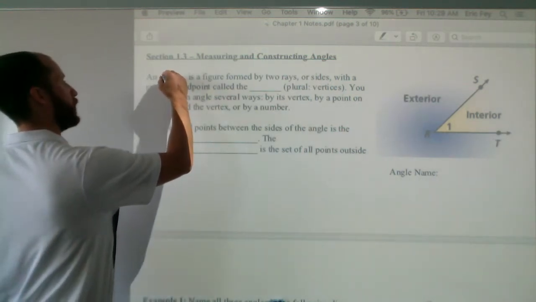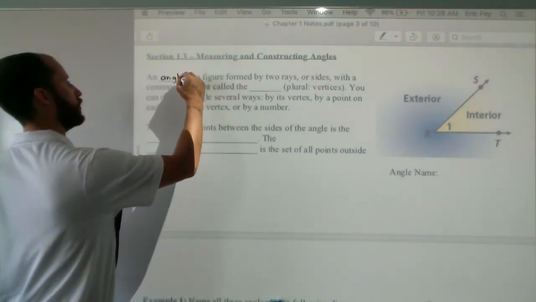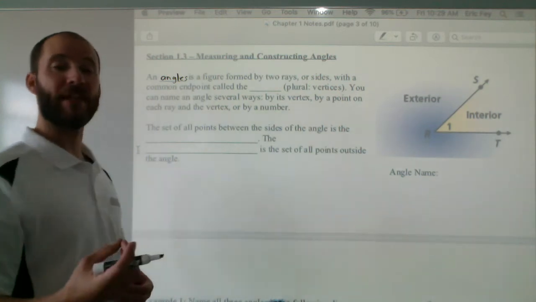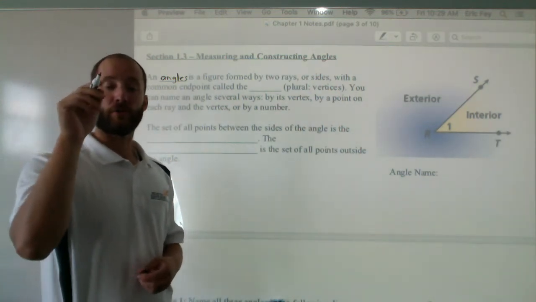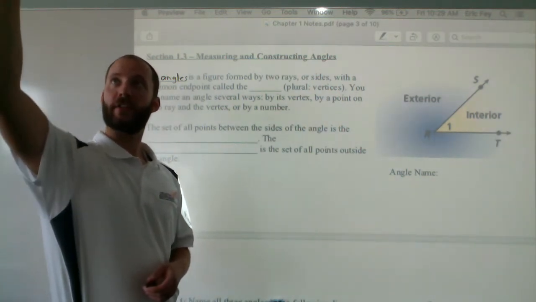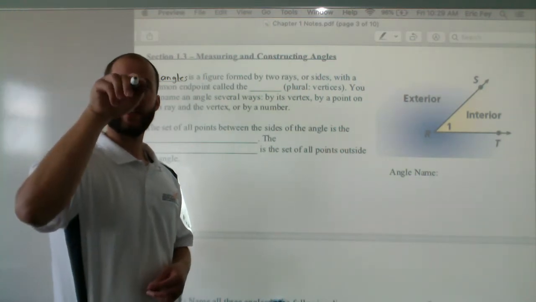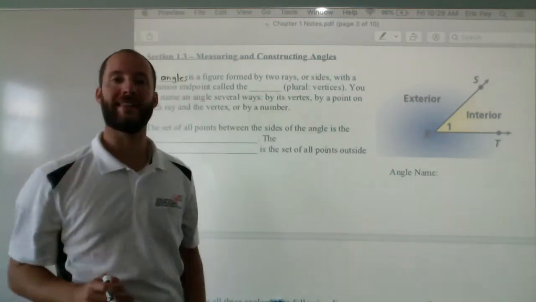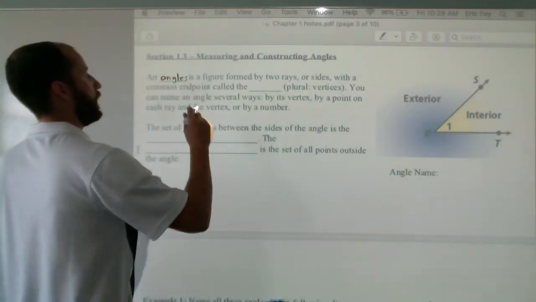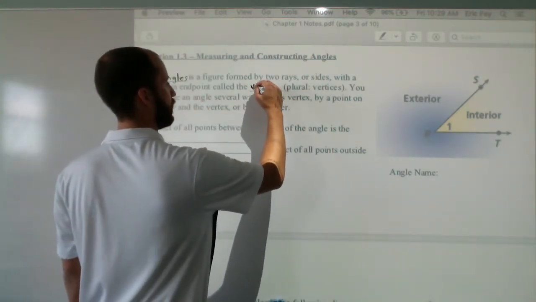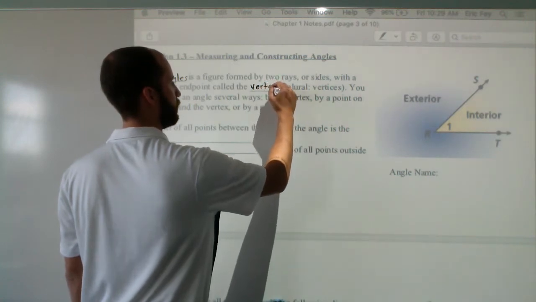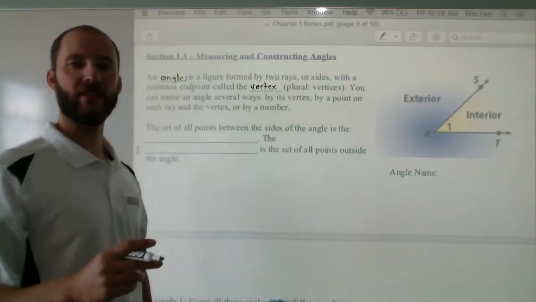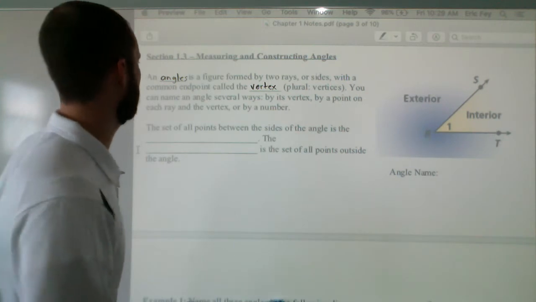So an angle is formed by two of those rays with a common endpoint. A ray has an endpoint, then it goes off in a direction, and then another ray has the same endpoint and goes off in a different direction. With that V, you create that angle. Now the common endpoint is called the vertex. Plural is vertices. We'll get into vertices later.